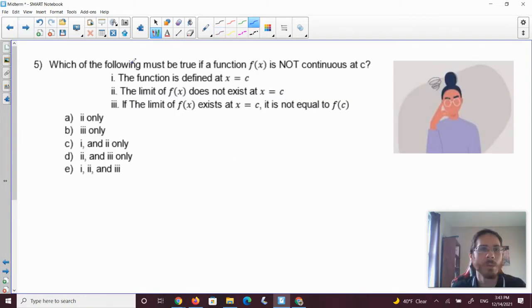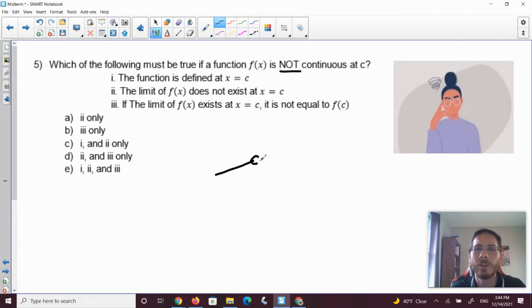So 5, which of the following must be true of function f of x is not continuous at c? So I thought this was interesting because, again, we usually deal with continuous functions, but this person wanted to look at things that were not continuous. So the first one says the function is defined at x equals c. And that doesn't necessarily have to be true.